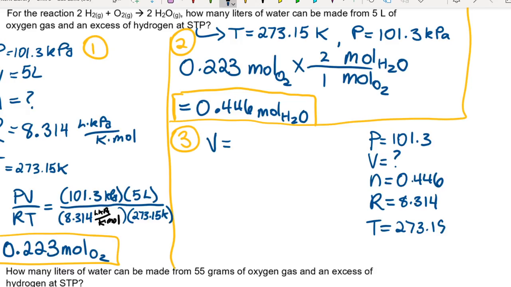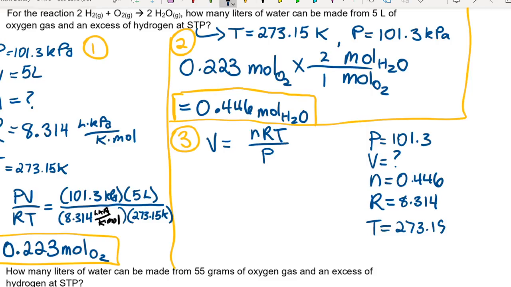Hey, what is the ideal gas law if you're solving for V? It's the same. V equals nRT divided by P. Cool. And that would then give us 0.446.